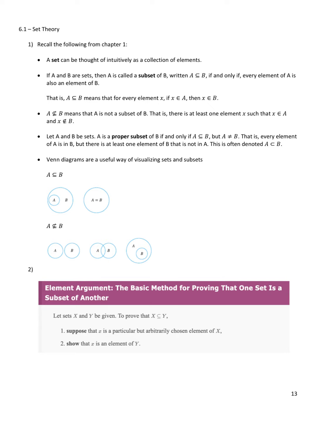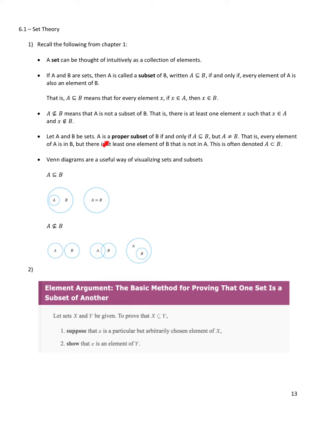Okay, so recall the following from chapter 1. A set can be thought of intuitively as a collection of elements. If A and B are sets, then A is called a subset of B, written A ⊆ B, which I read as contained in B, if and only if every element of A is also an element of B. That is, A contained in B means that for every element x, if x is in A, then x is in B. And A is not contained in B means that A is not a subset of B, so there is at least one element x such that x is in A and x is not in B.